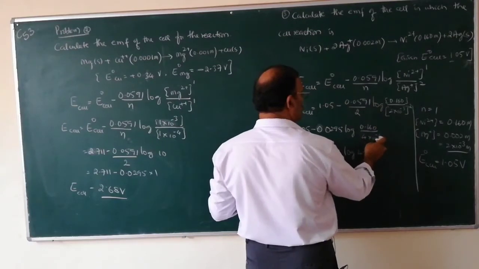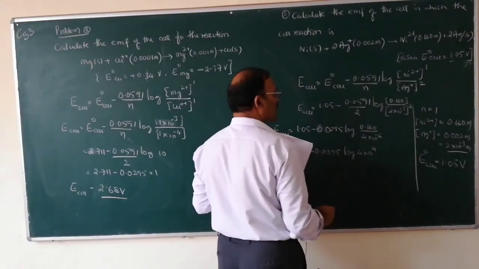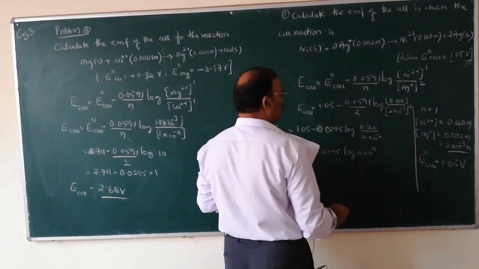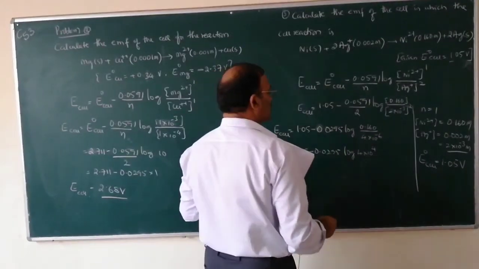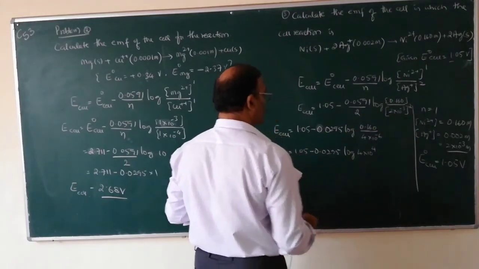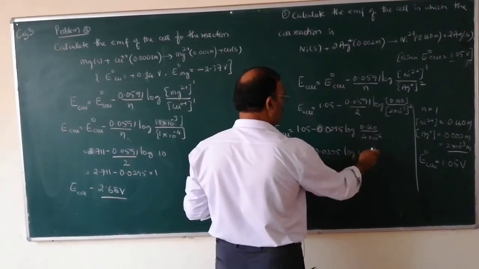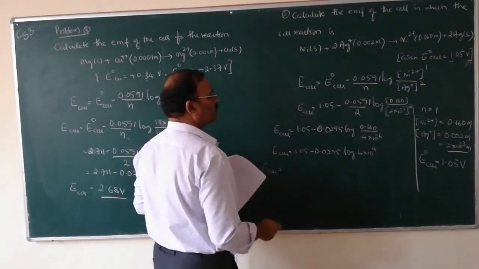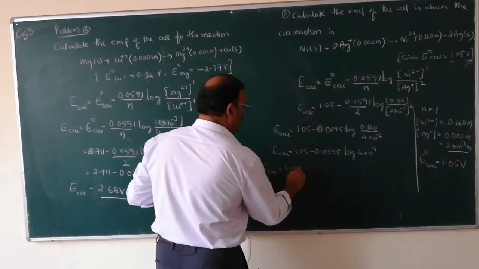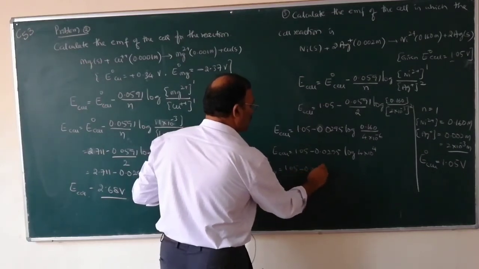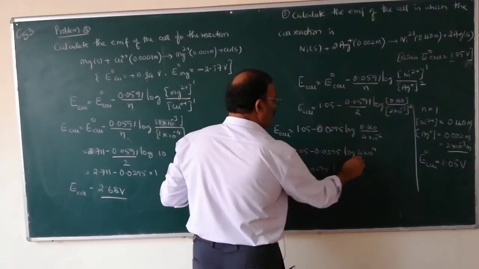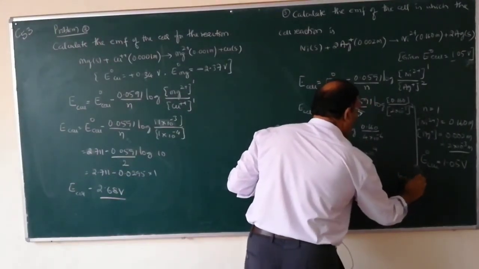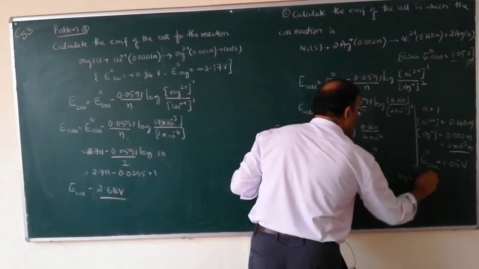So 10 to the power of minus 6, if it goes to numerator, it is 10 to the power of 6. 0.16 divided by 4 is equal to 0.016. So that is conversion, you will get log 4 into 10 to the power of 4. So this E cell is equal to 1.05 minus 0.0295 logarithm of 4 into 10 to the power of 4.